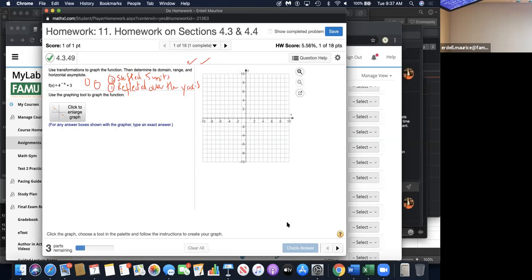So, what's going to happen now is this graph right here. I want you to put for me the domain, the range, and the horizontal asymptote in the private message. So I want those three answers: domain, range, and horizontal asymptote for this graph right here. Send me a private answer.